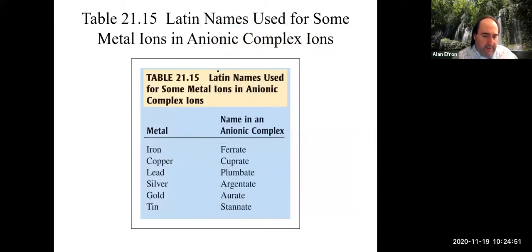Here's a table of some of the older ways of naming some of these metals. And again, this would be a case where the complex ion part is negative. So iron would be ferrate, cuprate, plumbate, argentate, aurate, and stannate for tin. So if you're a little bit familiar with the older way of naming those, we just use that and put ate at the end of it.